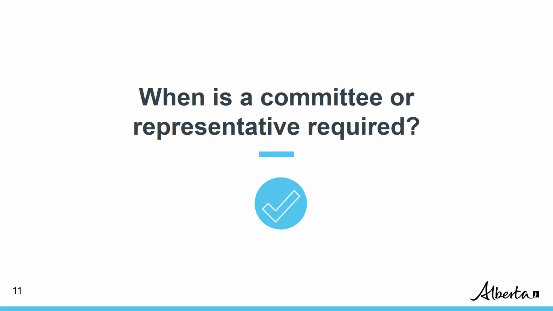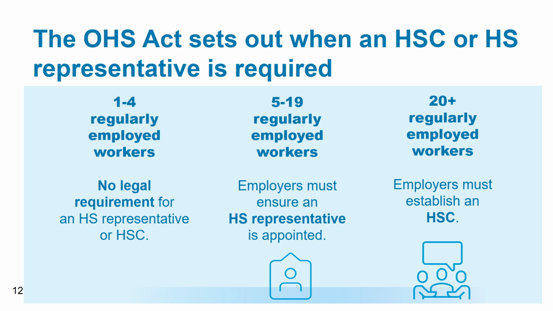Now we turn to the question of when a health and safety committee or representative is needed. The OH&S Act sets out requirements for health and safety committees and representatives. Employers with 1 to 4 regularly employed workers are not legally required to have a health and safety representative or health and safety committee. Employers with 5 to 19 regularly employed workers are legally required to have a health and safety representative. Employers with 20 or more regularly employed workers are legally required to have a health and safety committee. Please note, OH&S can also require that a health and safety committee or representative be established at any worksite.